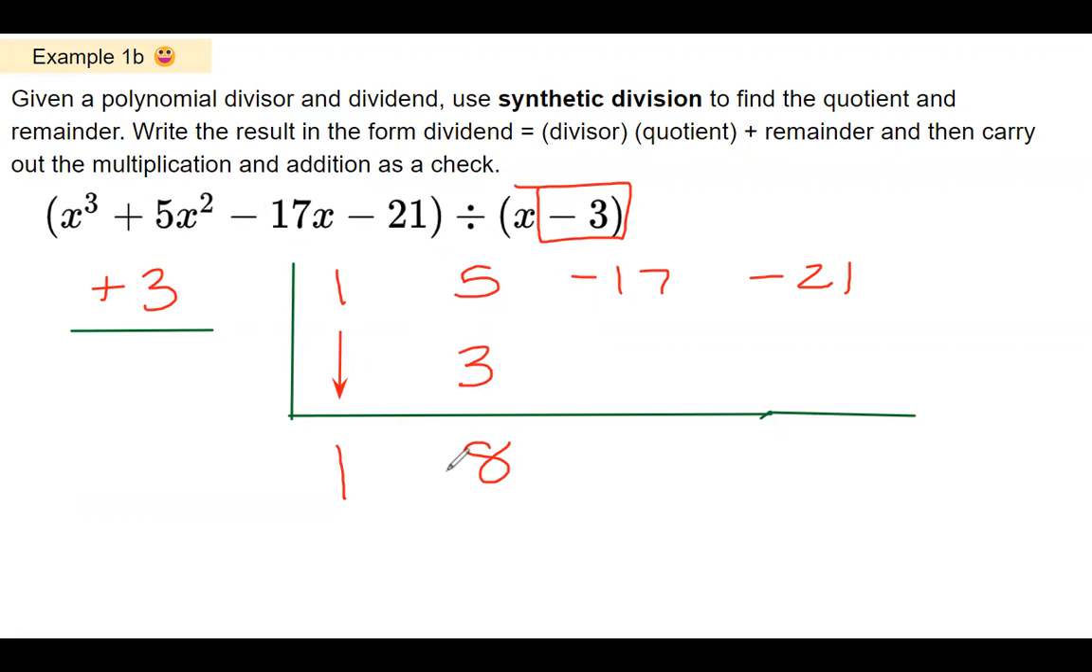Nick, what do I do next? Multiply the 3 and the 8. 24. And I combine these two and I get positive 7. Pass it on. Jesus? Jesus, what do I do next?